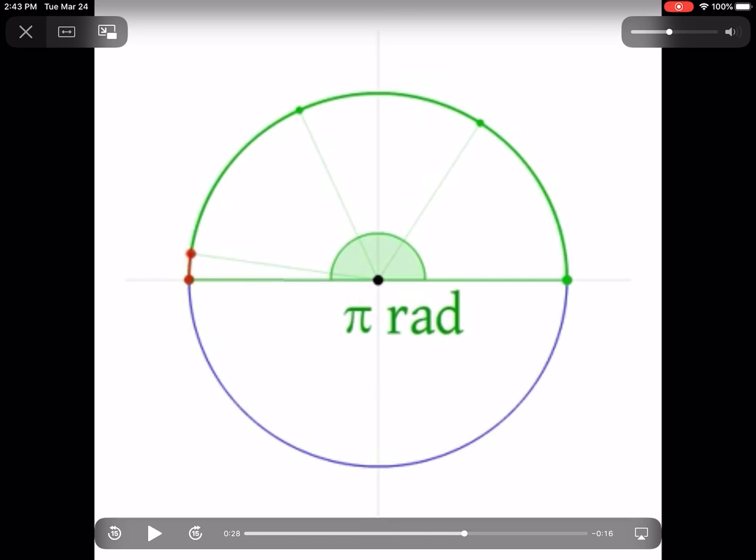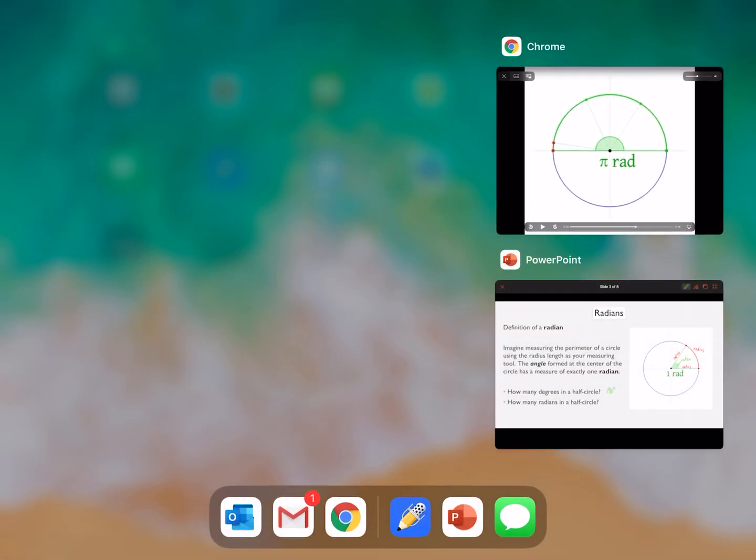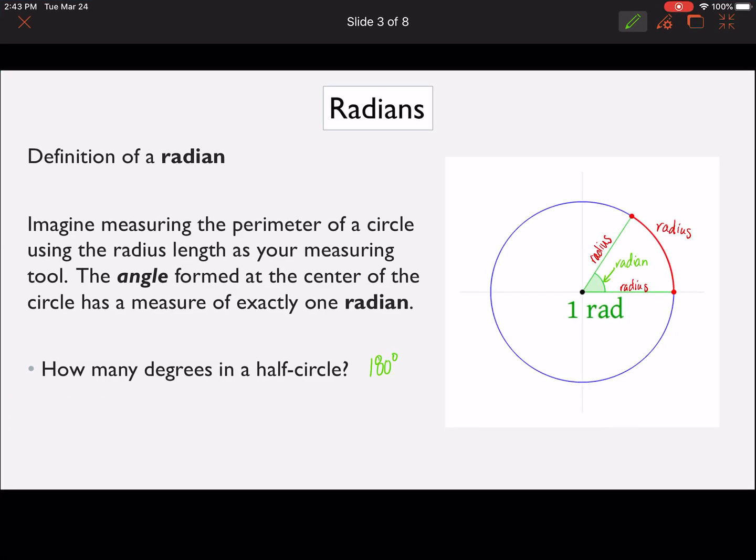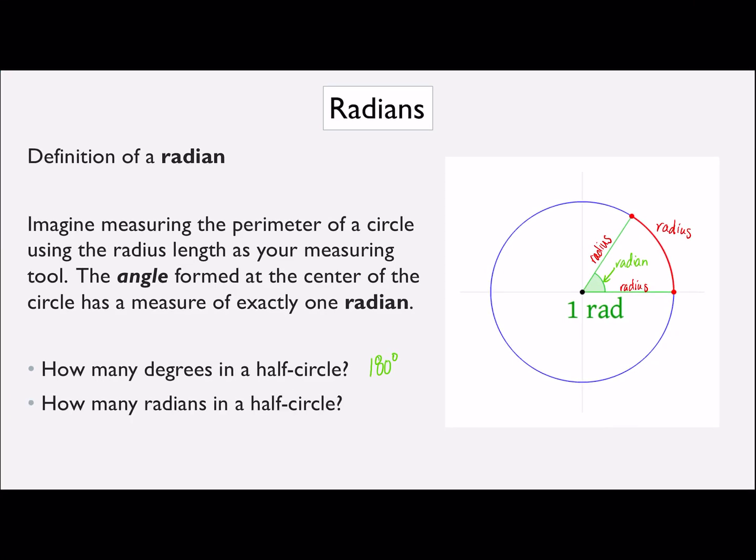But what it actually turned out to be is 3 plus that little extra bit meant that there was exactly pi of those radii that could fit along the outside, meaning that there were pi radians that fit along the inside. So in half a circle, there are pi radians. Pi radians. 3 and a little bit more.